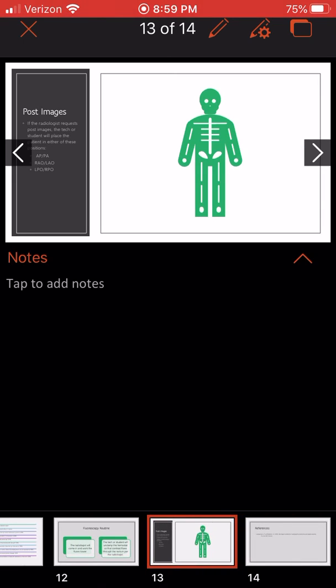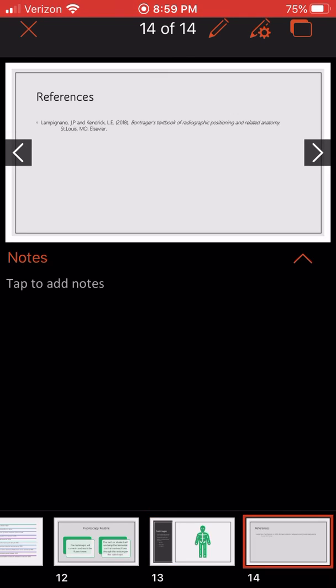Post images are the last thing for barium enema if the radiologist orders them. If they do, the patient can be placed in either of these positions: AP or PA, RAO, LAO, LPO, or RPO. Again, these are only done if wanted by the radiologist. After the procedure is done, you will help the patient to the bathroom to evacuate any barium left in the rectum. And that is a barium enema.